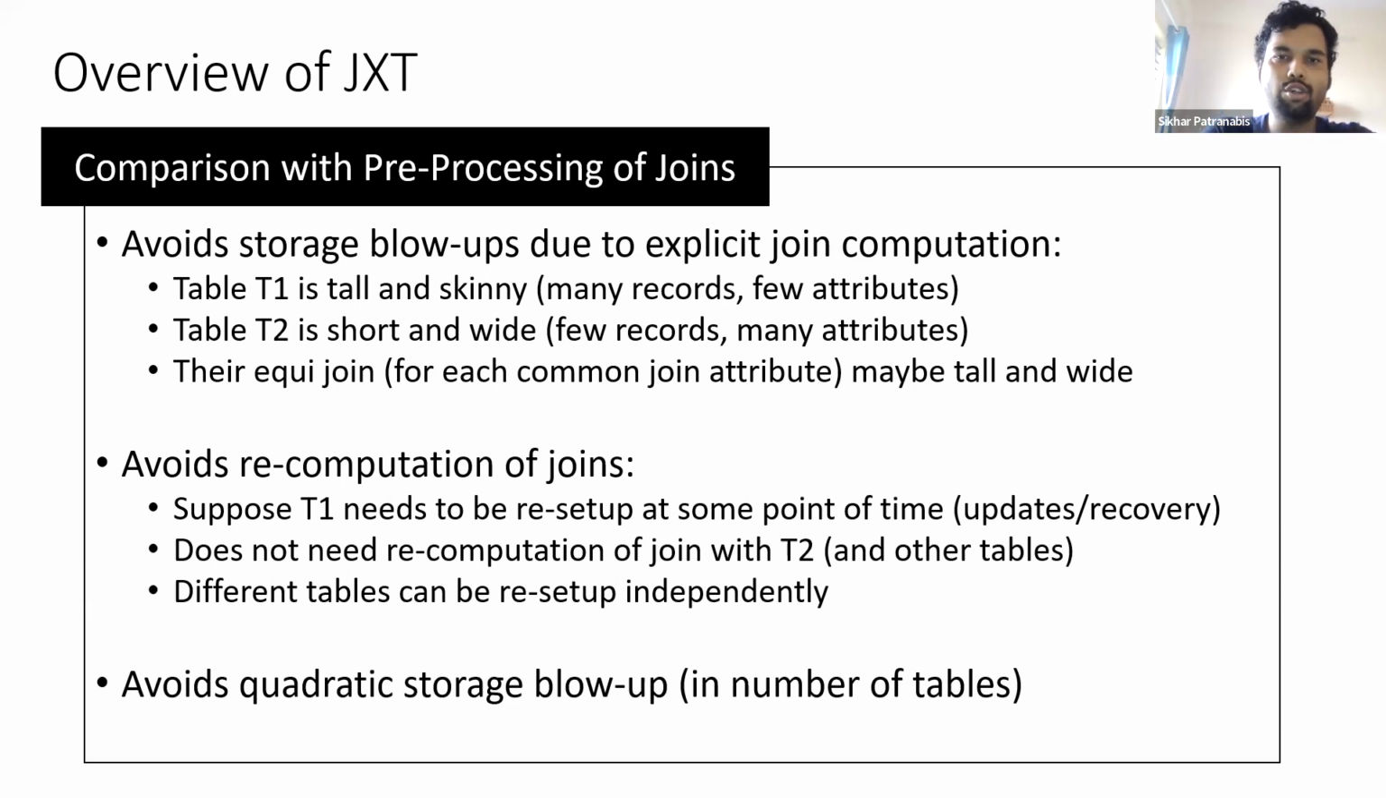And finally, when you join pairs of tables, in the worst case, you could have a quadratic storage blow up in the number of tables, which also JXT avoids.